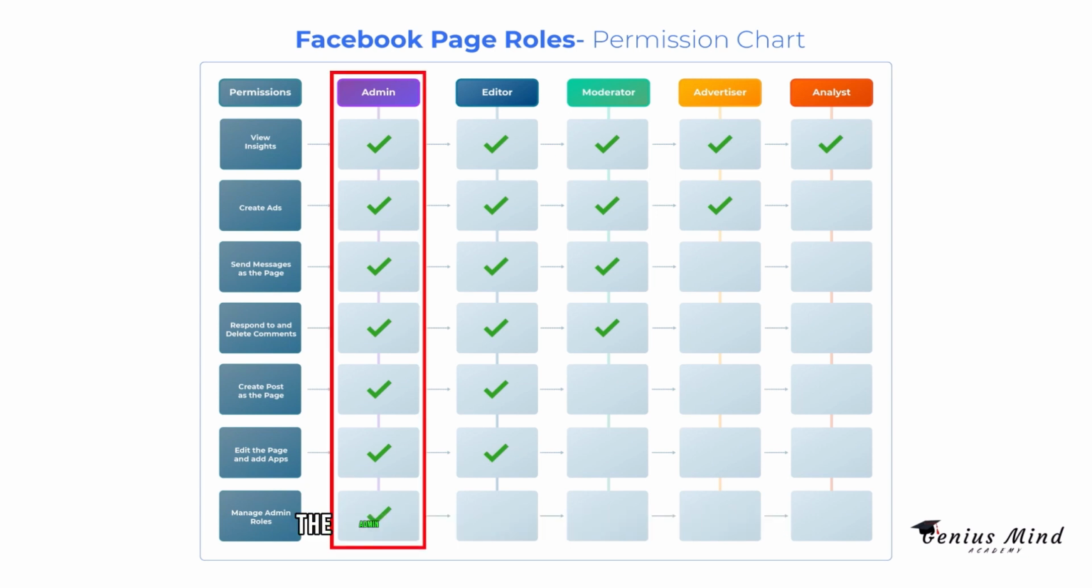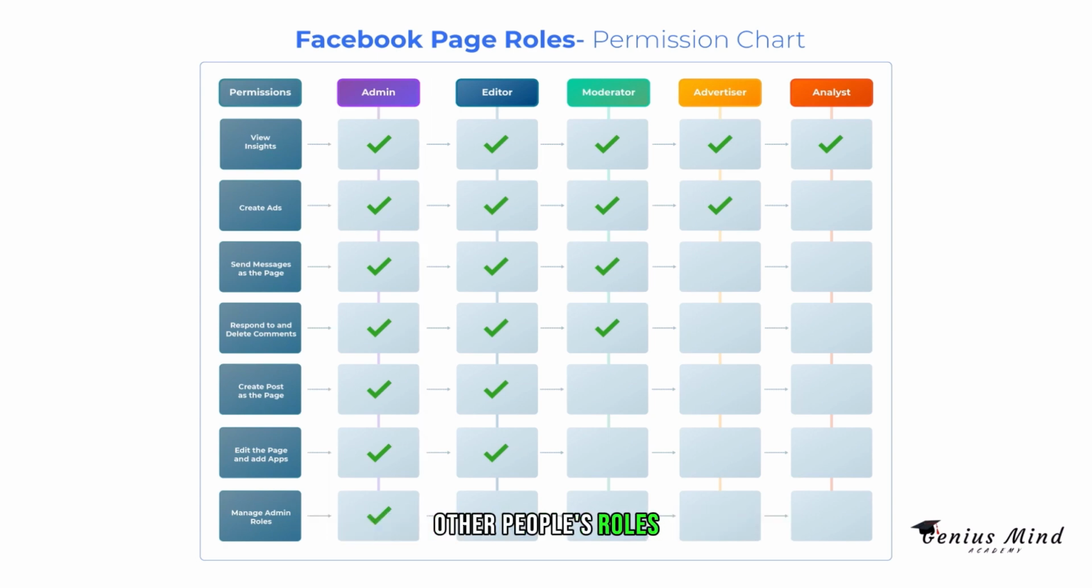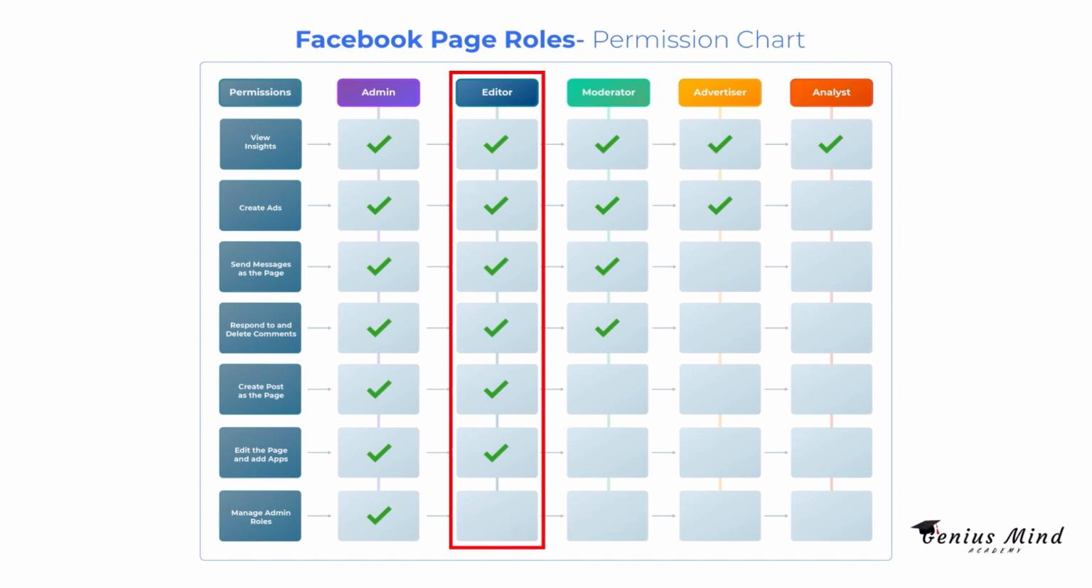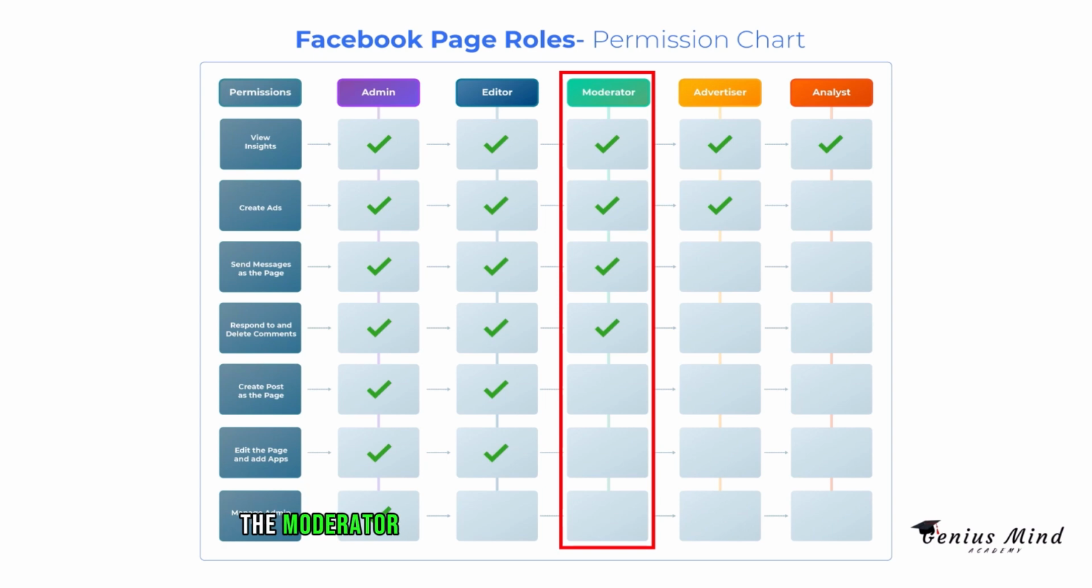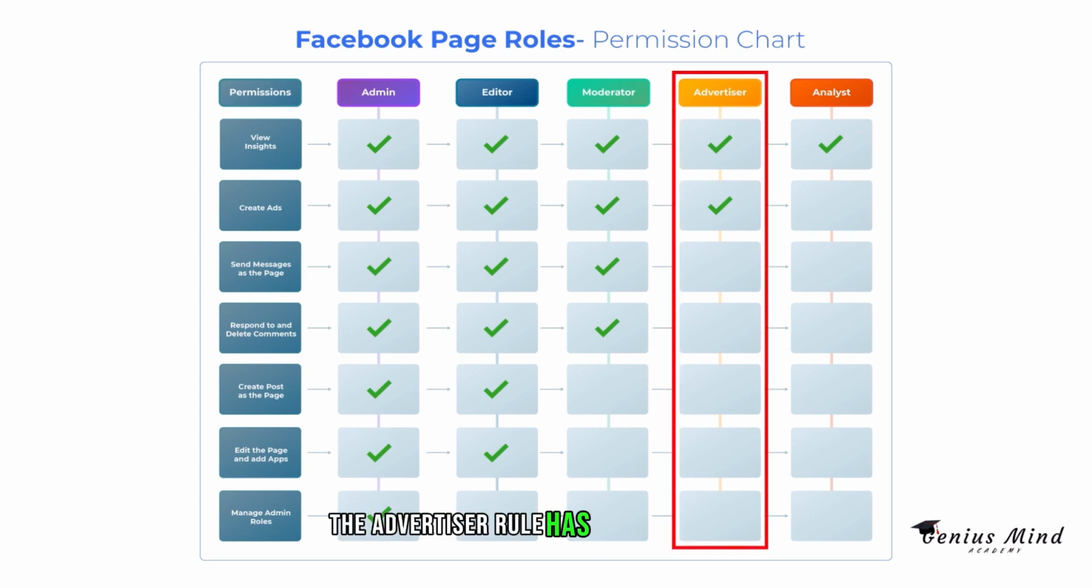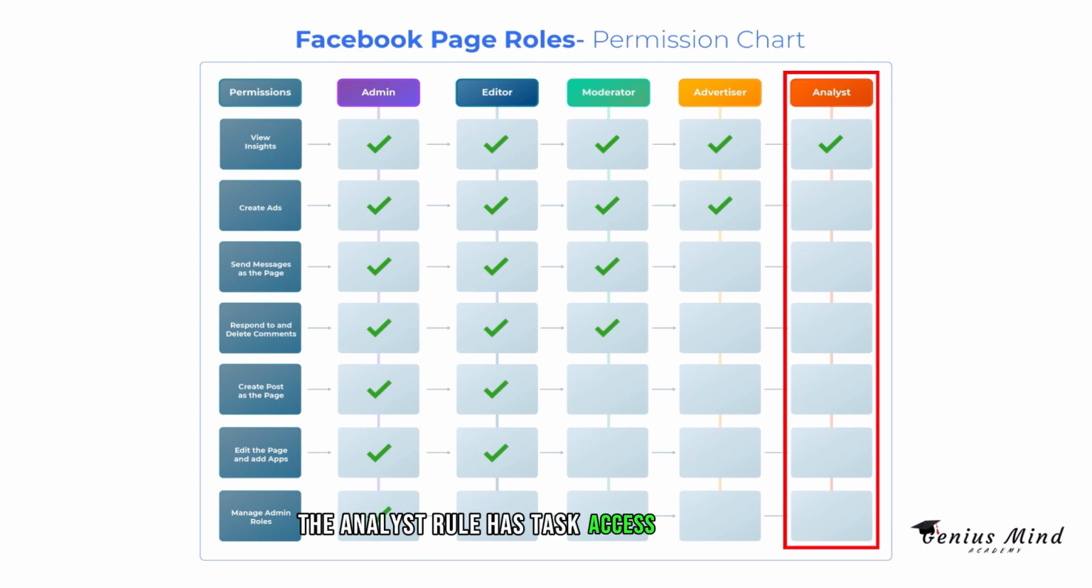For example, the admin role has full control over the page, including the ability to add or remove other people's roles. The editor role, on the other hand, has partial control and can only edit the page's content. The moderator role has task access for message replies, community activity, ads, and insights. The advertiser role has task access for ads and insights. The analyst role has task access for insights.